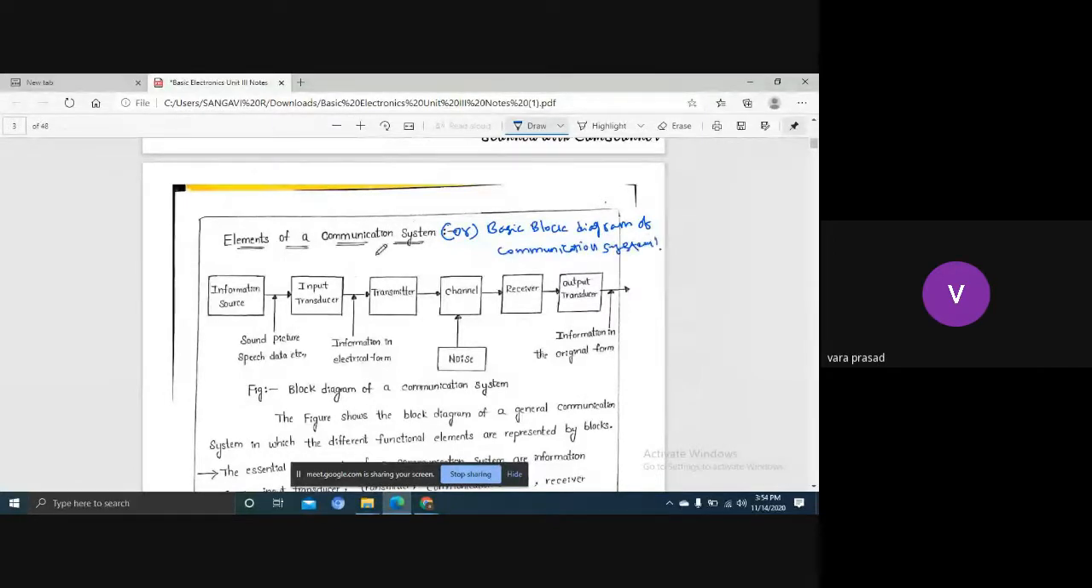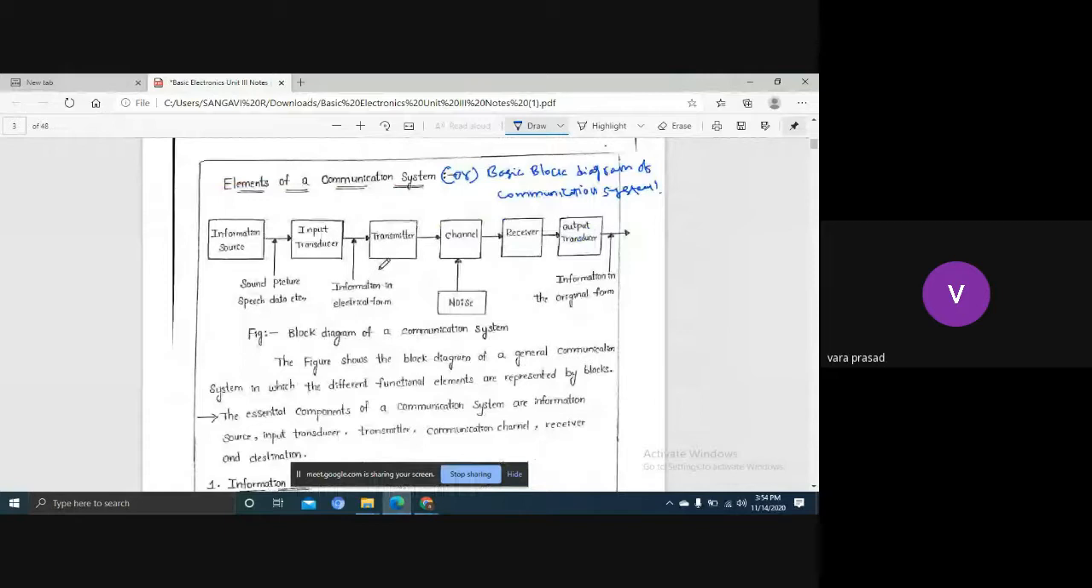Listen carefully. Now, elements of communication system are the basic block diagram of communication system. First, information source. Next one is input transducer, transmitter, channel, receiver, output transducer, and here it is output. Information source in the sense we need to give the signal as the input. For that, we need a source.